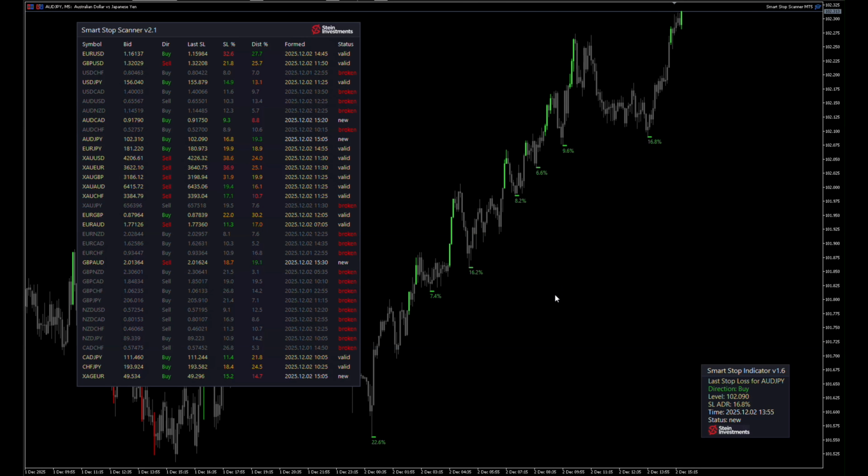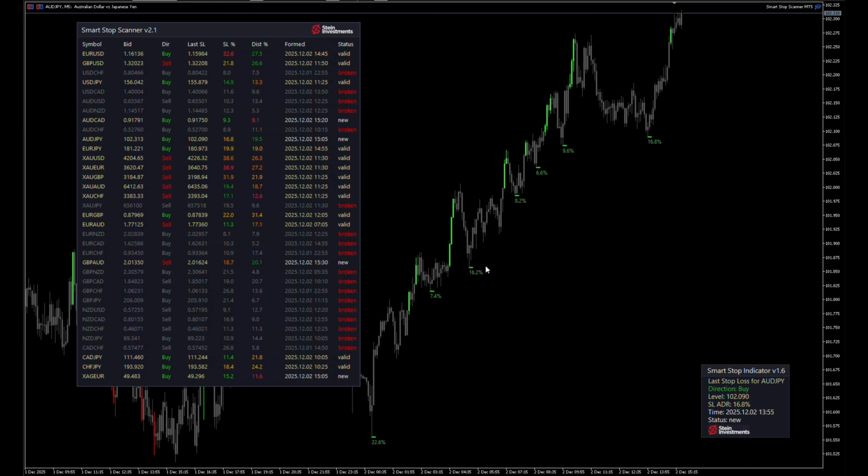I will give you another example why this SL ADR is so important. Let's have a look at the earlier market structure of this pair, and you see there has been a stop with 7.4% ADR. It was extremely tight. You would have entered here with a stop loss here. The next stop loss was double the size with 16.2%, and it was formed with this bar, and your stop loss would have been here.